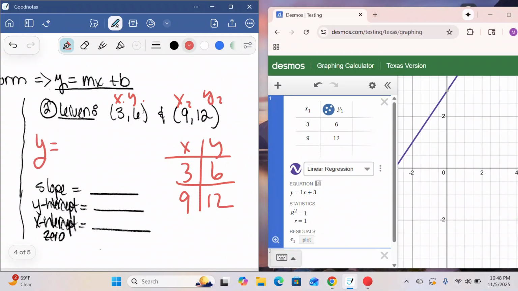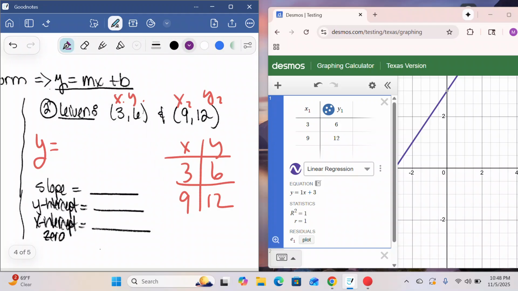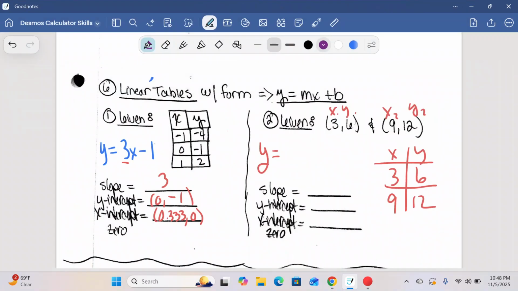Y equals 1x. Let me put a little different color. It's going to be 1x. I'm having a little technical difficulties here. So it's going to be 1. Okay, get this enlarged. So it's going to be 1. Okay, let me pause it.